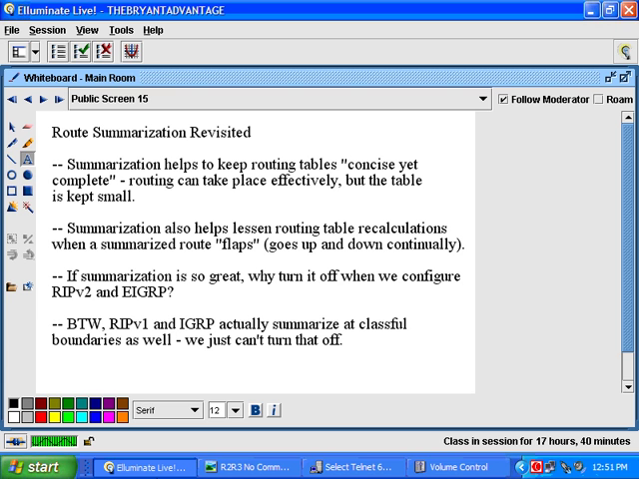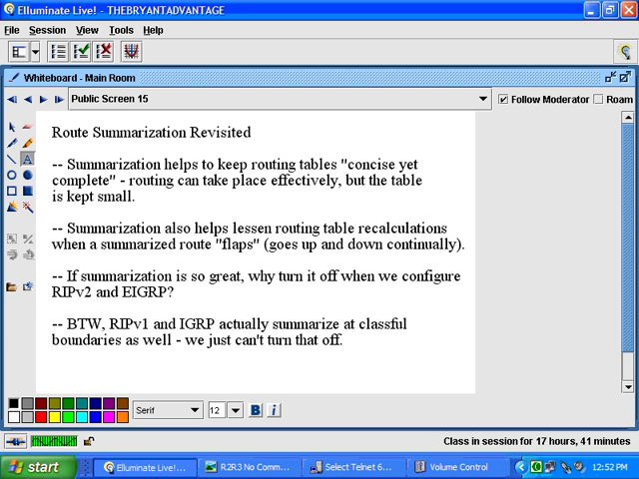And by flapping, we simply mean a route that becomes unavailable for a few seconds, and then available for a few seconds, and then unavailable, and it goes back and forth. Now, I don't use route summarization to hide a flapping route. I mean, if I've got a flapping route, I want to go fix it. I want to go find out what the problem is.